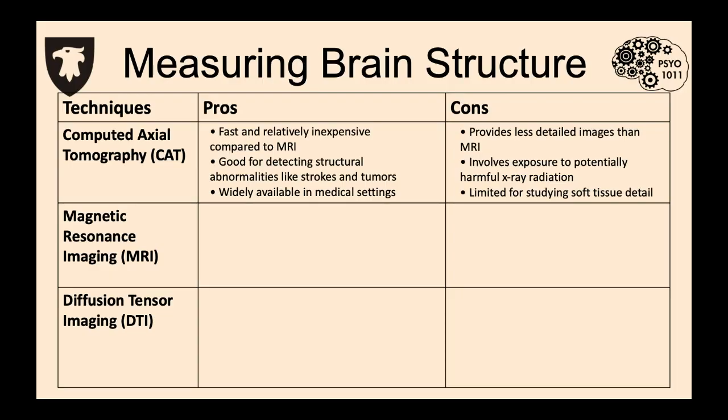And it's limited for studying the soft tissue detail, right? So if you want to really look at a specific structure in detail, CAT scan is probably not your answer. CAT scan is just kind of the quick, cheap thing. You want to look for something that's apparent quickly. Stroke, tumor, etc. You'll see that, no problem.